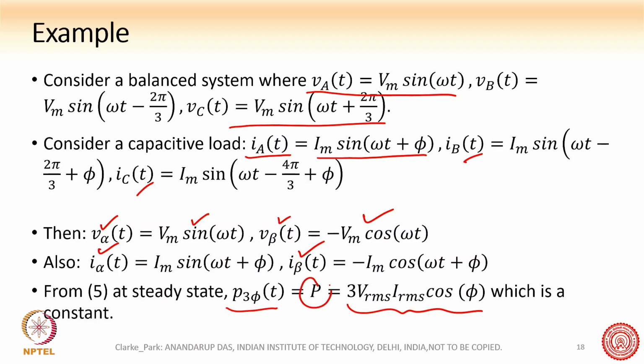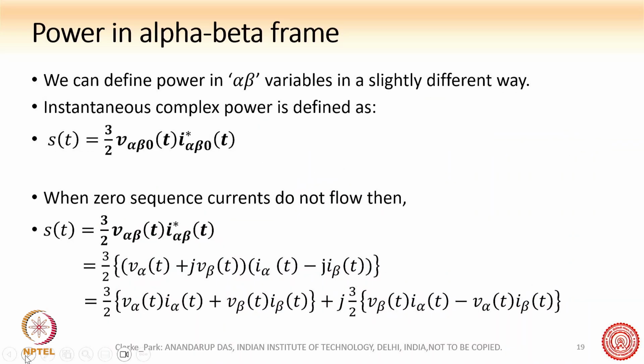And this is equal to 3-phase active power, okay. So we say that the instantaneous power which we calculated with the help of the alpha beta quantities at steady state with a balanced system is equal to the 3-phase power, okay, 3 V RMS I RMS cos phi. This is an observation that we get, okay. And so expanding this one, let us try to find out what is the reactive power, okay.